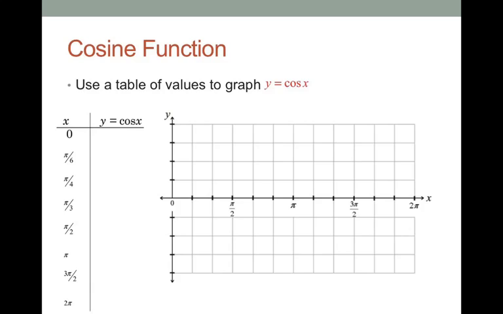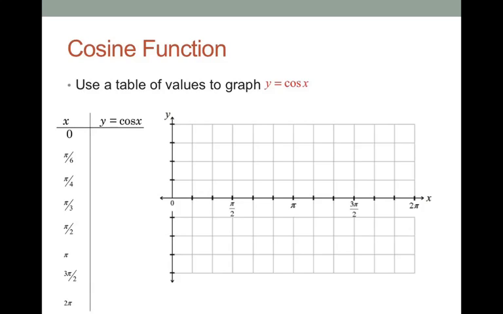Let's look at the cosine function. We're going to do the same thing we did before, except I've chosen many fewer angles. Because once you've done one sine function, you realize how similar any other ones are going to be. So I have 0, pi over 6, pi over 4, pi over 3. I want to find the cosine of those angles.